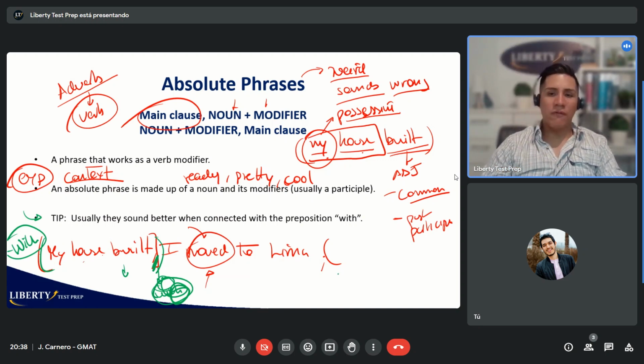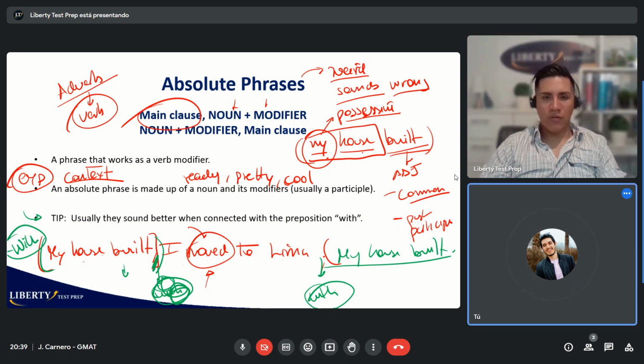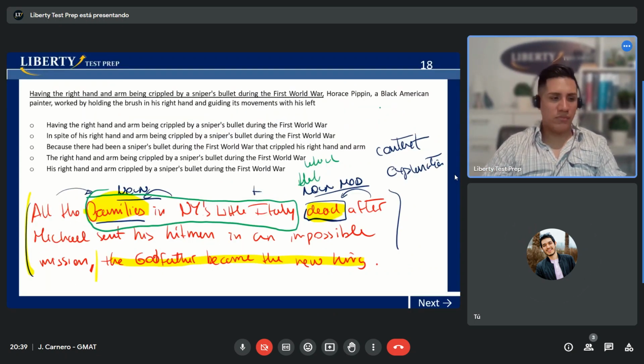Now, if I have the absolute phrase here, my house built, I would put the with before the absolute phrase: I moved to Lima with my house built. That's one function of with, to join the absolute phrase to the clause. Very good. So let's do this one here.